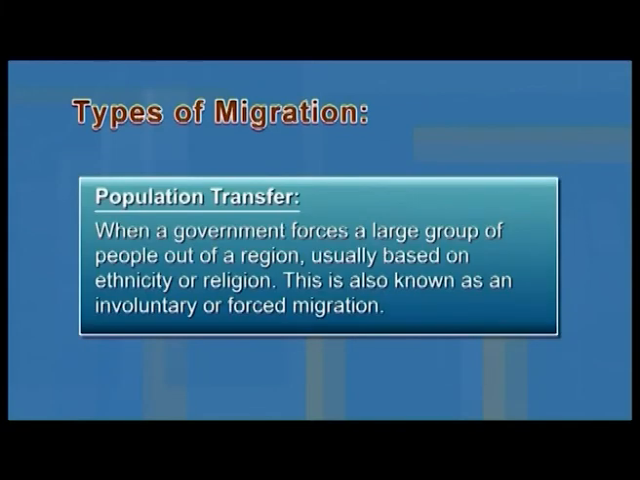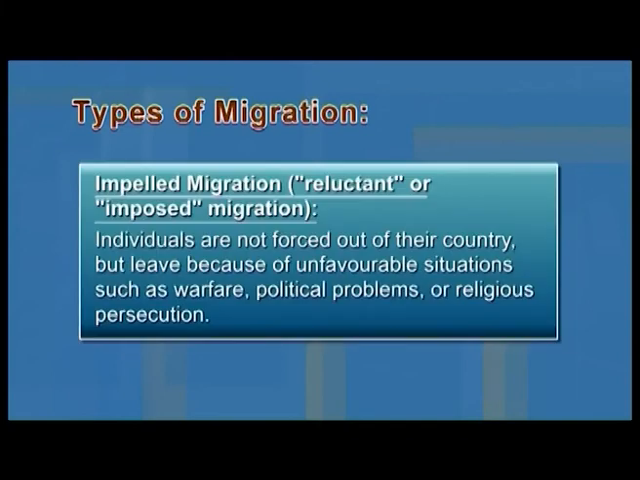Population transfer, when a government forces a large group of people out of a region, usually based on ethnicity or religion. This is also known as involuntary or forced migration. Impelled migration, also called reluctant or imposed migration. Individuals are not forced out of their country but leave because of unfavorable situations such as warfare, political problems, or religious persecution.